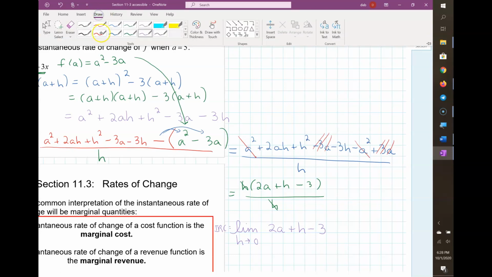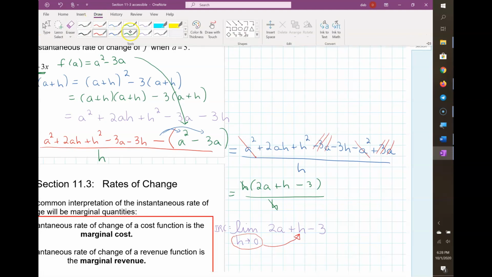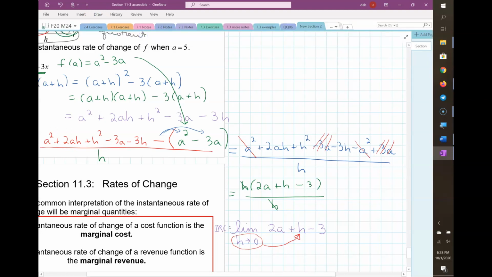change. Okay, and then remember the first thing we always try with the limit is, let me put in 0 for h, and if nothing bad happens, then that's my answer. So let's see what happens if we put in 0 for h and we just get 2a minus 3. So this is our instantaneous rate of change formula. Then the last thing that you were asked is, what is it when a is 5?